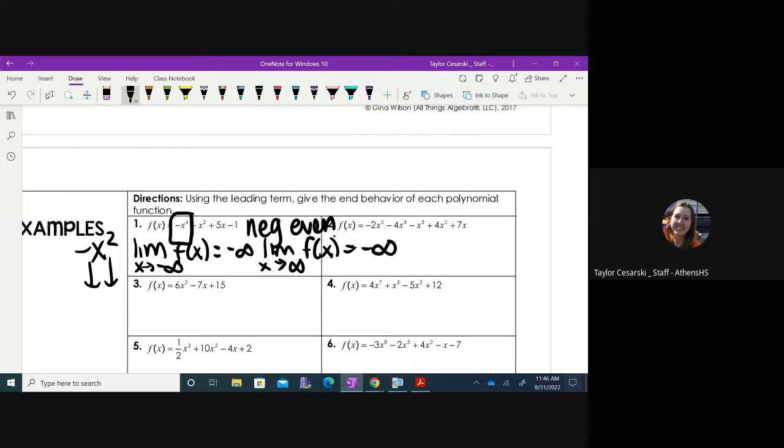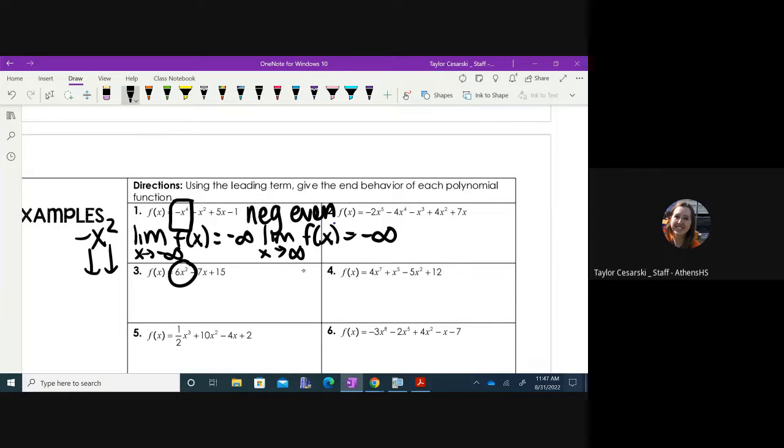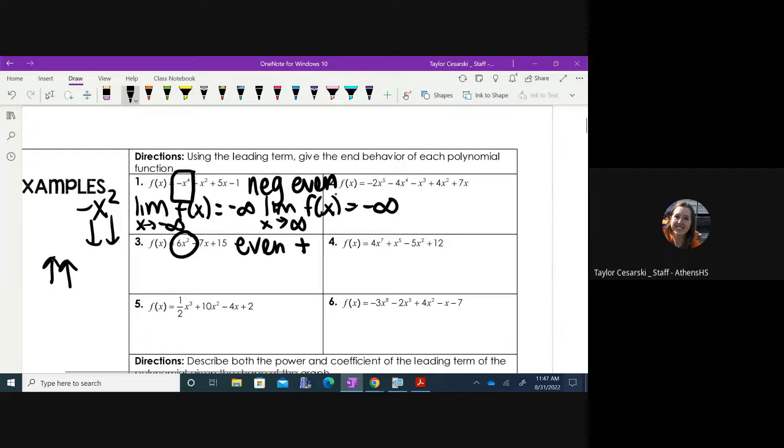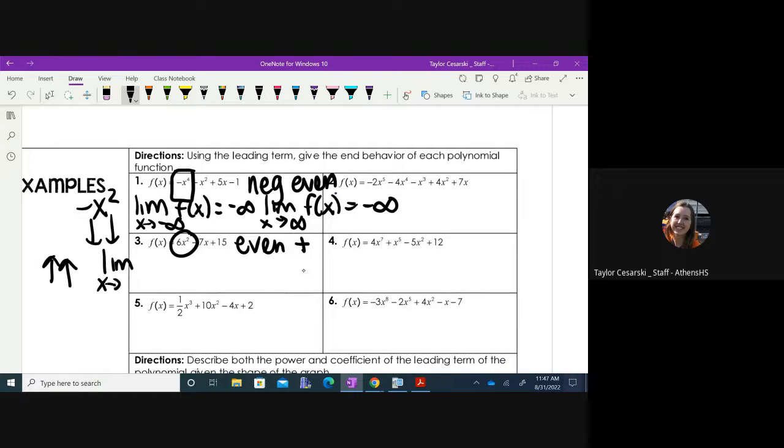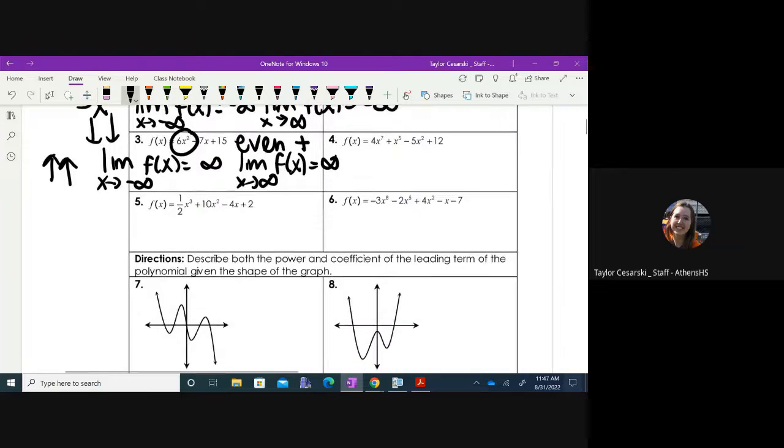Again, the overall graph will look different, but the end behavior, what direction they're going at the end, will be the same as the original functions we talked about. So then number 3, 6x squared is even and positive. So that one will go up, up. It will follow the same pattern as x squared. So limit as x approaches negative infinity is positive infinity, and the limit as x approaches positive infinity is also positive infinity. So go ahead and try numbers 2 through 8.